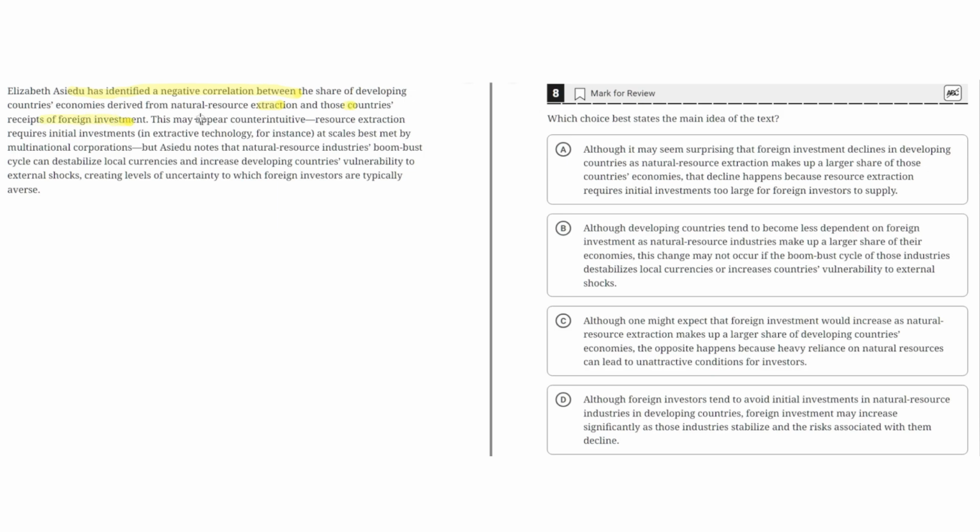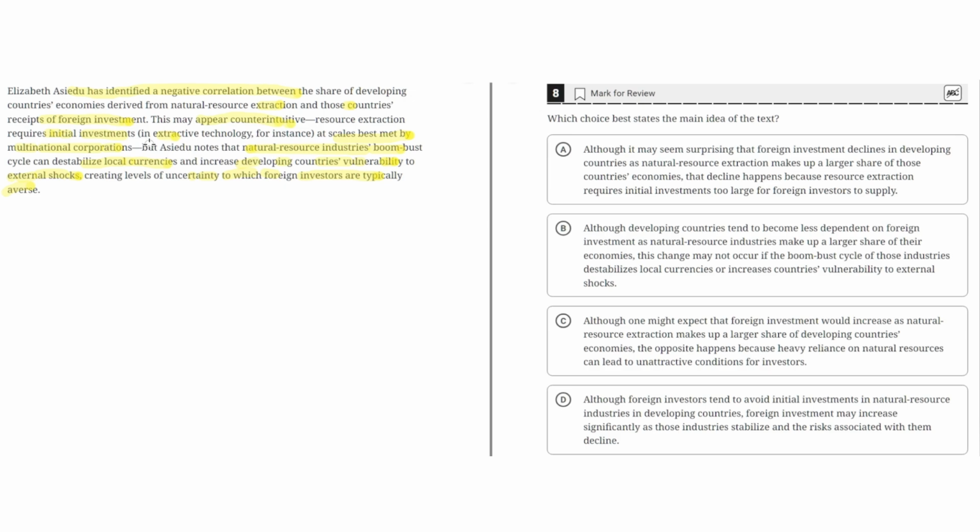This may appear counterintuitive. Resource extraction requires initial investment in extractive technology, for instance, at scales best met by multinational corporations. But Asedu notes that natural resource industries' boom-bust cycle can destabilize local currencies and increase developing countries' vulnerability to external shocks, creating levels of uncertainty to which foreign investors are typically averse.